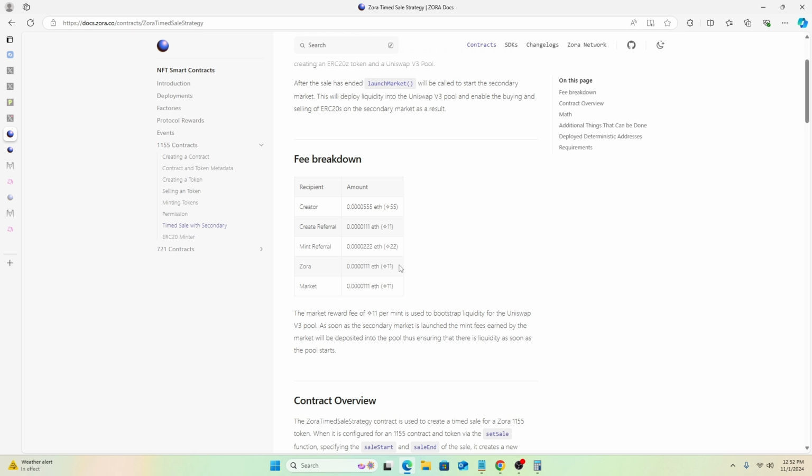I don't know how many percent this is, maybe 10% or so. Then 10% to market. This is important because of the funds raised, a portion of it is used to bootstrap liquidity and list a token representation of the NFT on Uniswap. So as soon as the secondary market is launched, the mint fees earned by the market will be deposited into the pool, thus ensuring there is liquidity as soon as the pool starts.